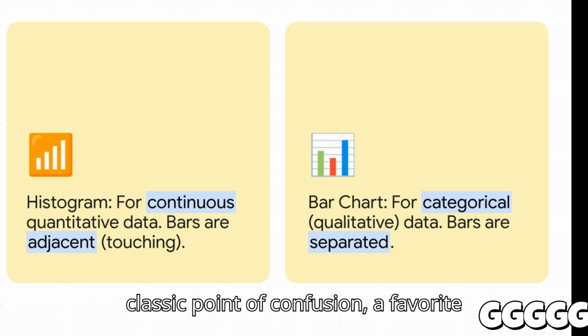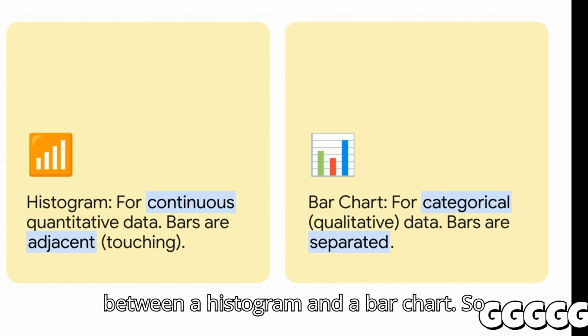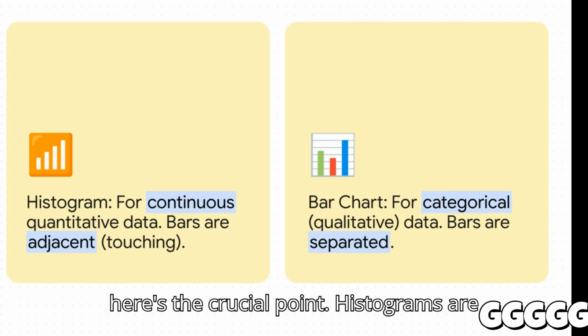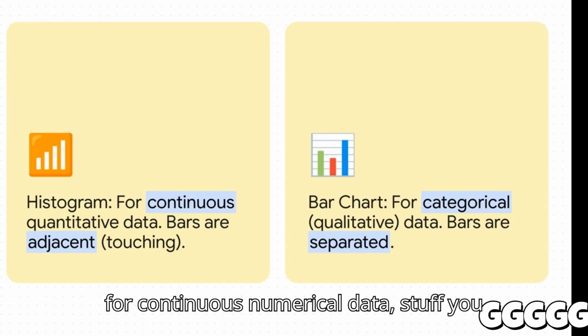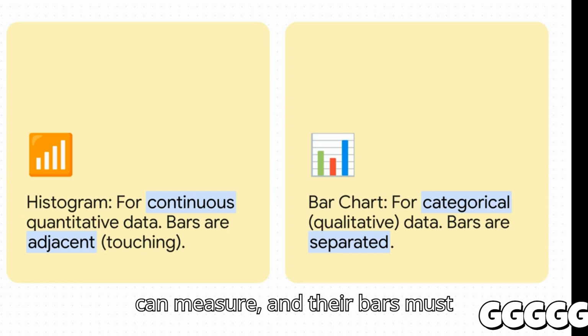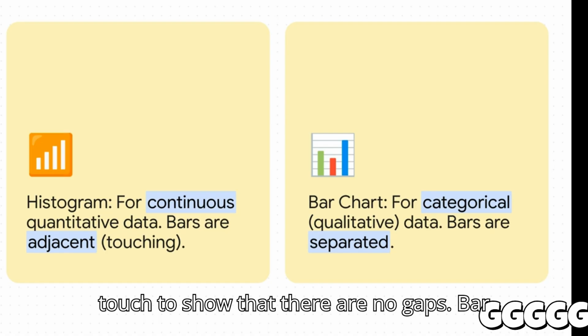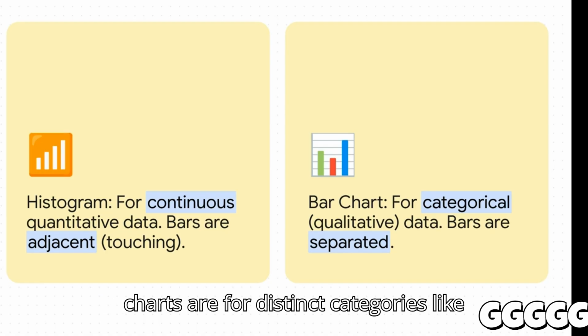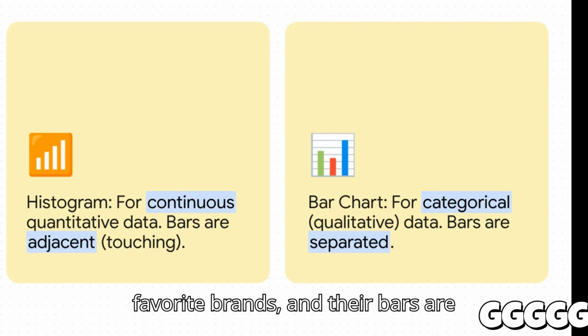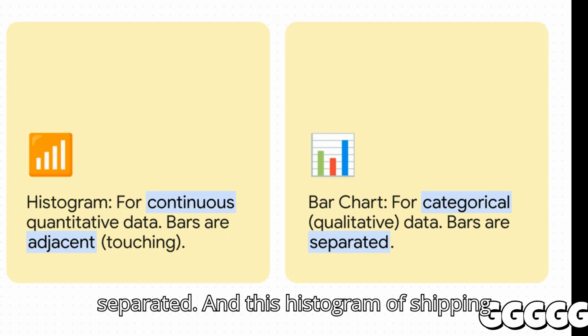Now, this is a classic point of confusion, a favorite for exam questions, the difference between a histogram and a bar chart. So here's the crucial point. Histograms are for continuous numerical data, stuff you can measure. And their bars must touch to show that there are no gaps. Bar charts are for distinct categories, like favorite brands, and their bars are separated.